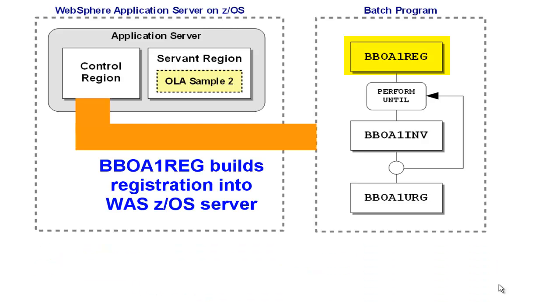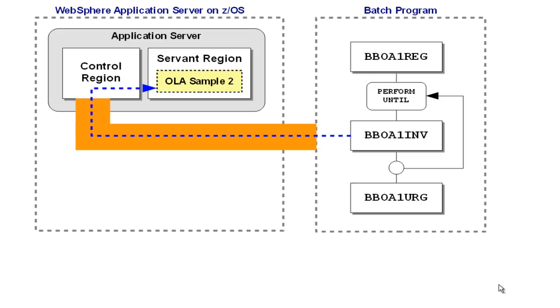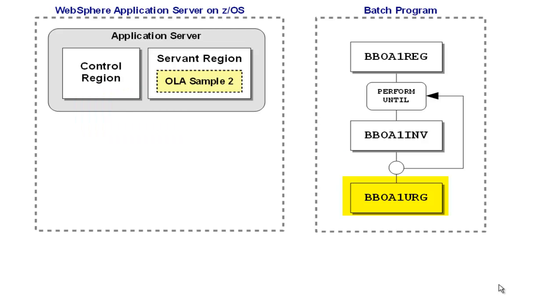The BBOA1REG API is going to establish the registration into the WAS server. BBOA1INV is going to invoke the target EJB some number of times. We have a perform until loop built around BBOA1INV. And when the number is up, we've reached the end of the counter, then we tear down the registration and the batch program stops.